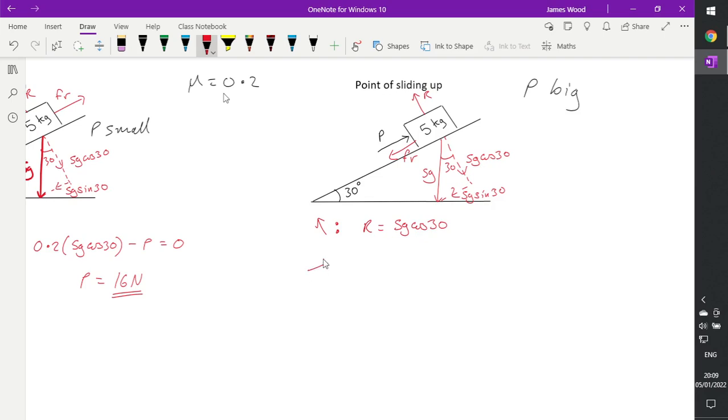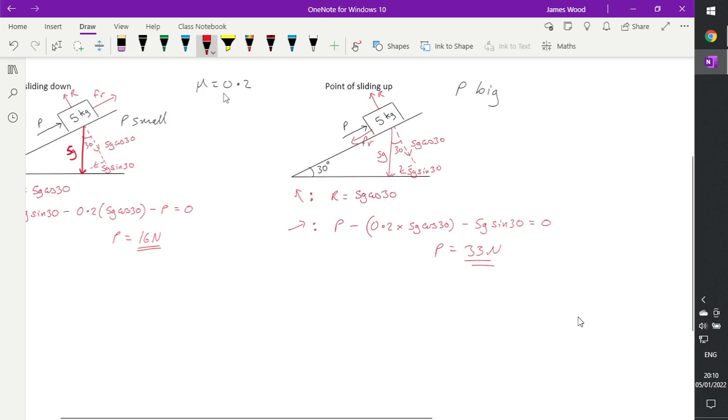And then I'm going to resolve up the slope this time, just because it's on the point of sliding up. So I've got P going upwards, minus the friction, because that's going down now, so that's mu R, so that's 0.2 times 5g cos 30. And then we've also got minus 5g sine 30, because that's going down the slope as well. And that all equals 0, because the acceleration is still 0. And now I can solve this to find P. And if we calculate that, we get P equals about 33 newtons.